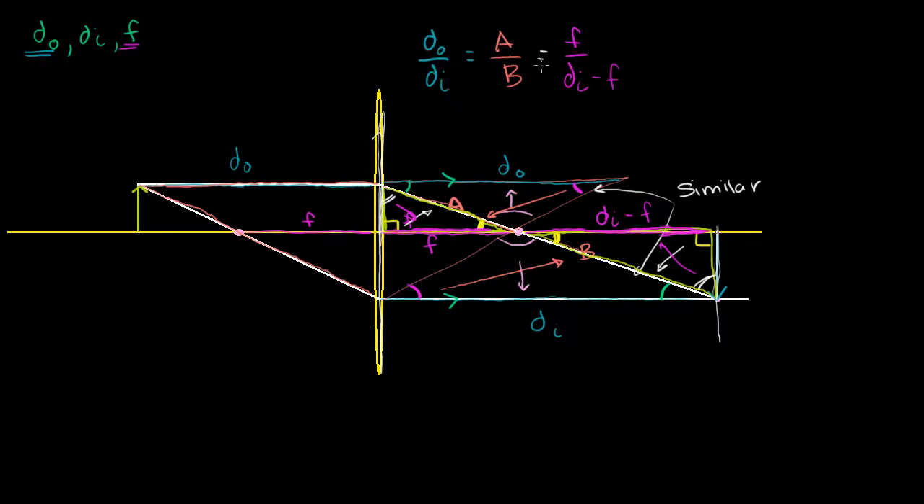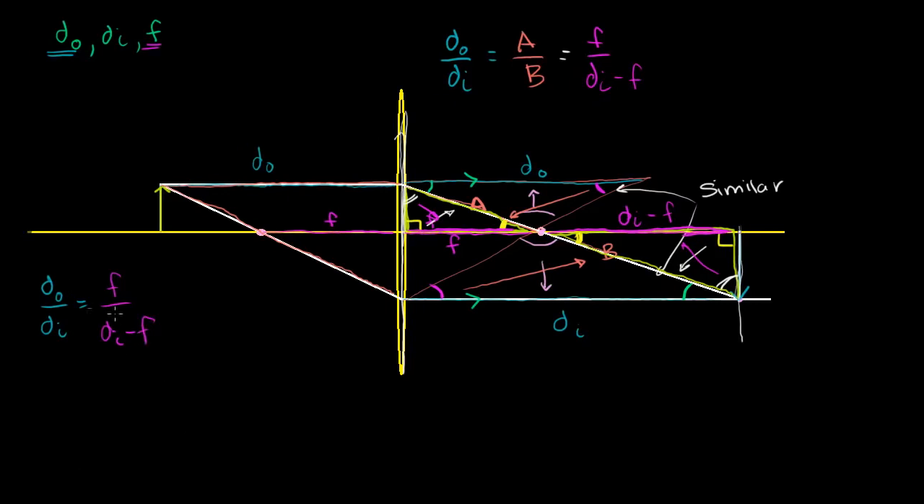And now we just have to do a little bit of algebra. If this is equal to this and this is equal to that, then this blue thing has to be equal to this magenta thing. So let's do that. We got d naught, or d0, I guess we call it, to di is equal to the ratio of the focal length to the image distance minus the focal length. And now we just have to do some algebra.